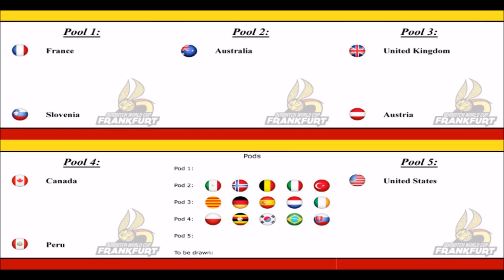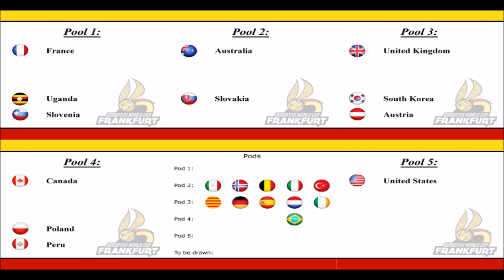Next, we will draw Pod 4. Joining France and Slovenia will be Uganda. In Pool 2, joining Australia is Slovakia. Joining the United Kingdom and Austria in Pool 3 will be South Korea. Going into Pool 4 with Canada and Peru is Poland. And the final Pod 4 team going into Pool 5 will be Brazil.